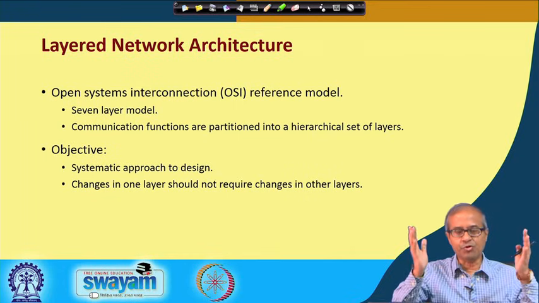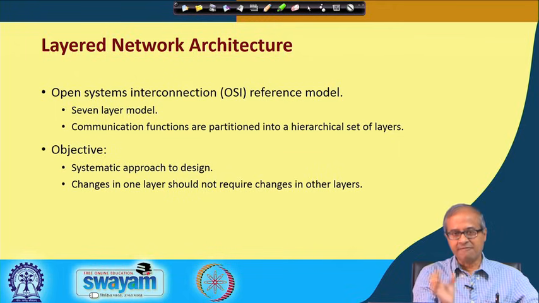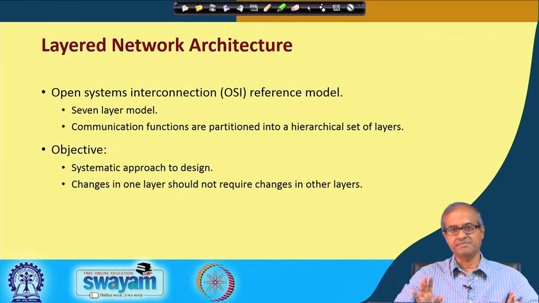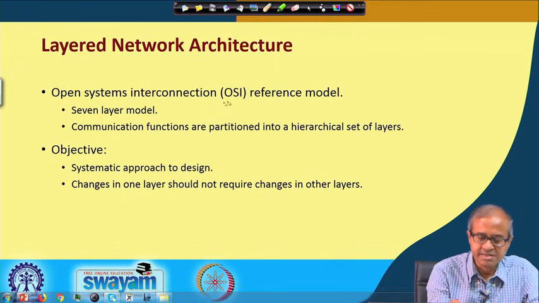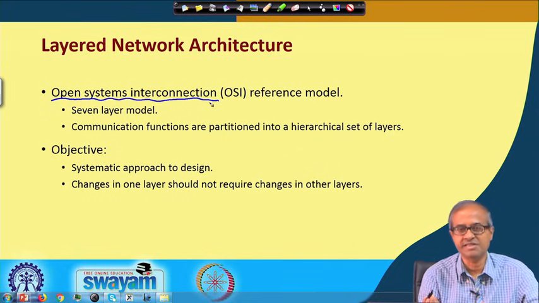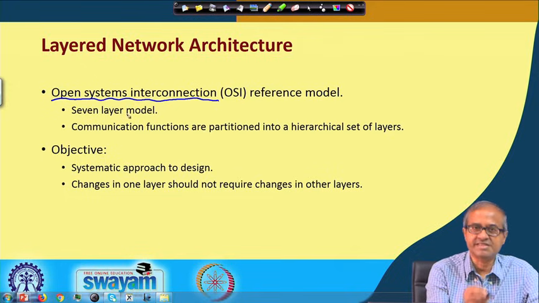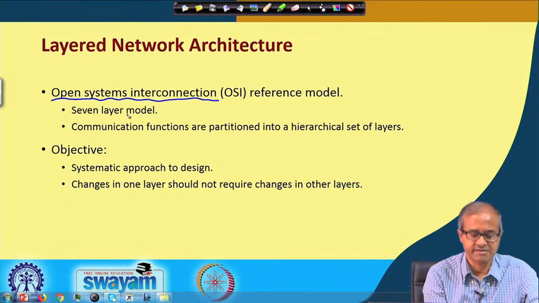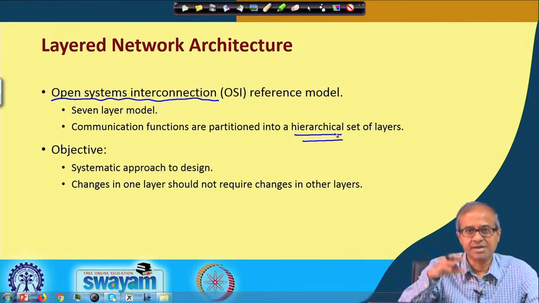Layering means you divide the total functionality into a number of levels, where the function of each level is very well defined. Now, a very well known model is the so called OSI model. This is the Open Systems Interconnection model. This was proposed by the International Organization for Standardization, ISO. This is called ISO's OSI model. There are 7 layers in this model. I shall show the layers very shortly, and there is a hierarchical relationship among these layers.